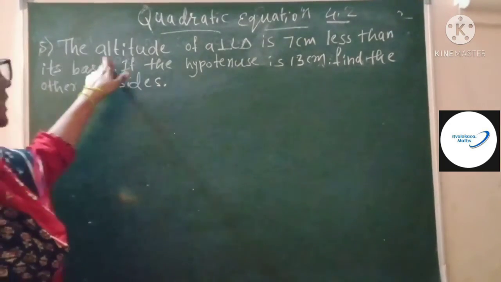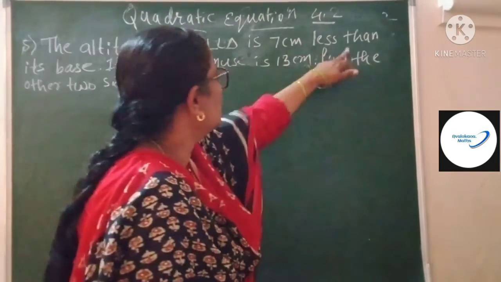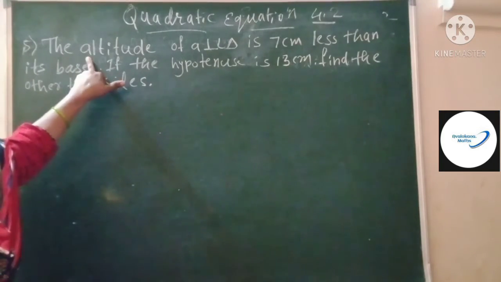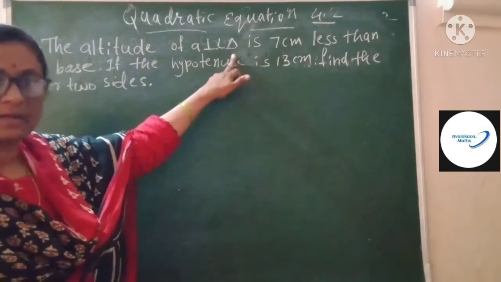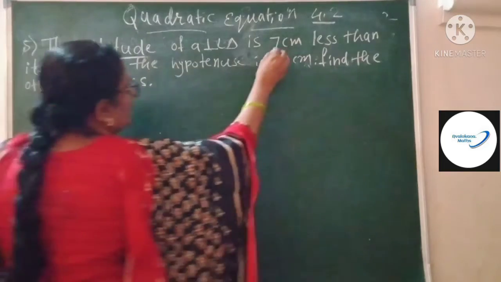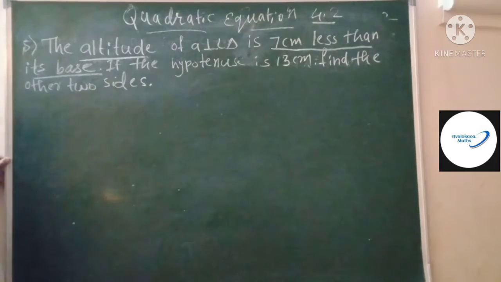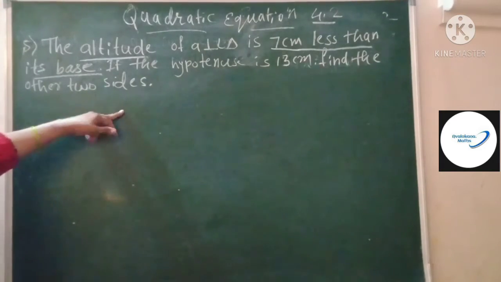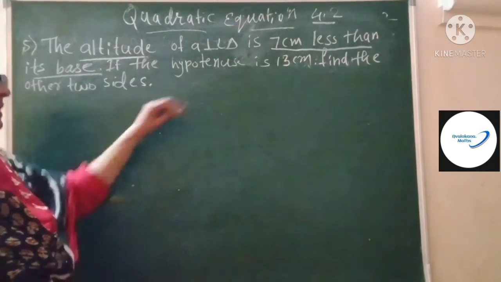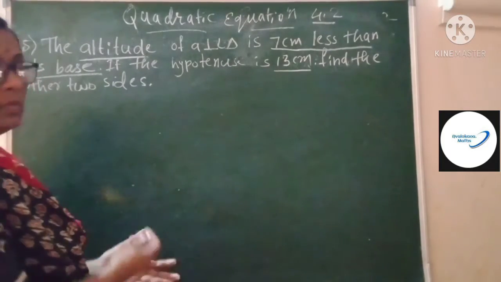Fifth question: the altitude of a right angle triangle is 7 cm less than its base. Here, altitude means height of a right angle triangle. Height is given as 7 cm less than its base. Don't write height is equal to 7 cm. If the hypotenuse is 13 cm, its value is given, find the other two sides.